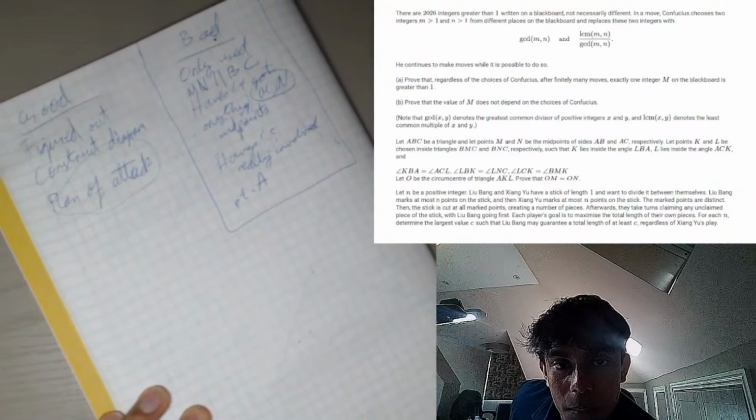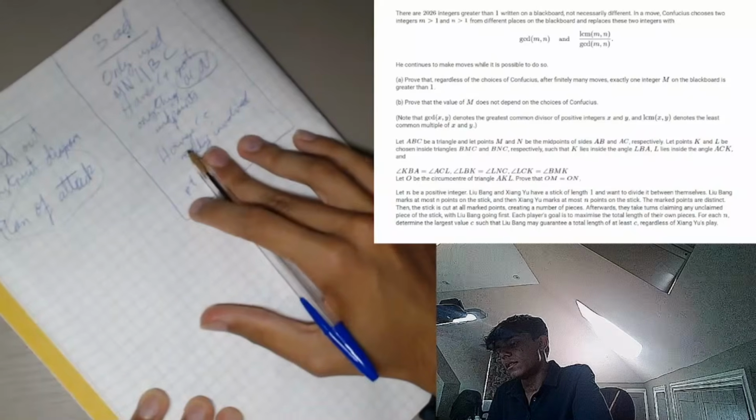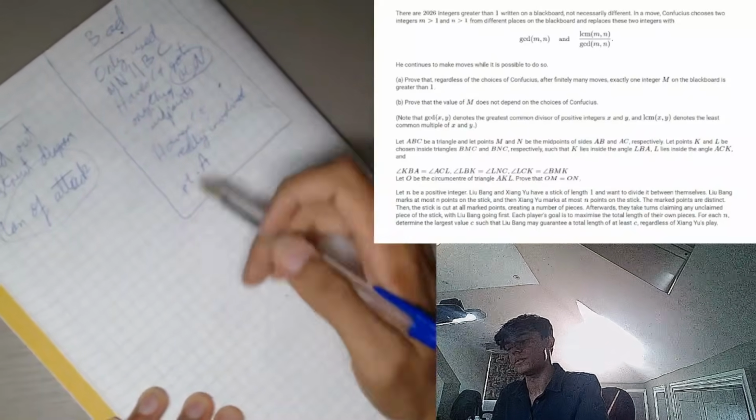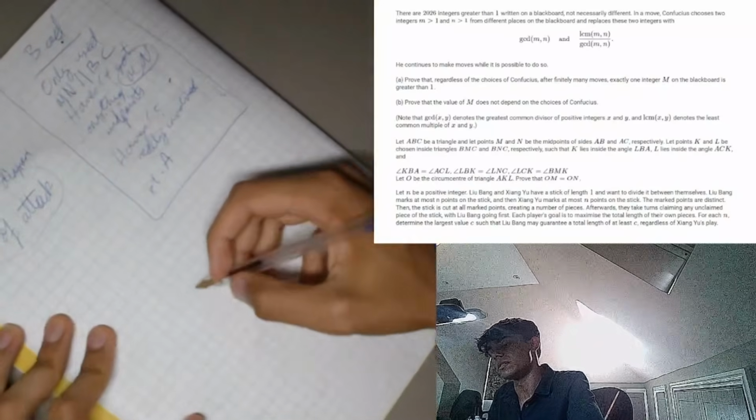Can I read down my screen? Yeah, I can. Okay. So we need to use the fact that M and N are midpoints, not just the fact that MN is parallel to BC.